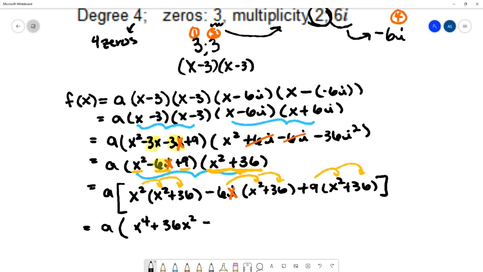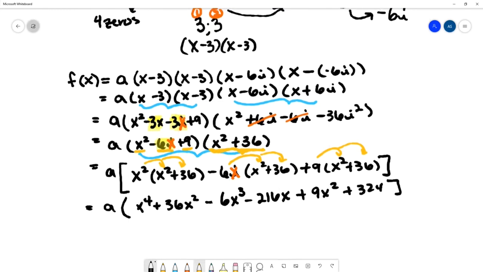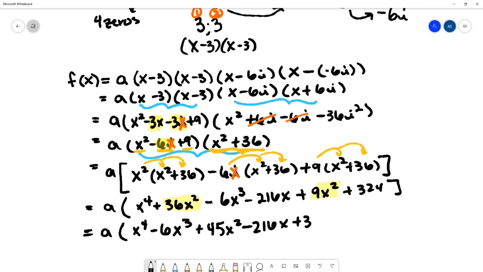So when I distribute, that becomes 6x cubed minus 216x. And when I distribute, I'll have 9x squared, and 9 times 36 gives me 324. I have some like terms I can combine. I can combine these two x squareds together, and I'm also going to write this in descending order, meaning the highest degree first. So I have x to the fourth minus 6x cubed. 36 plus 9 would give me 45x squared minus 216x plus 324.